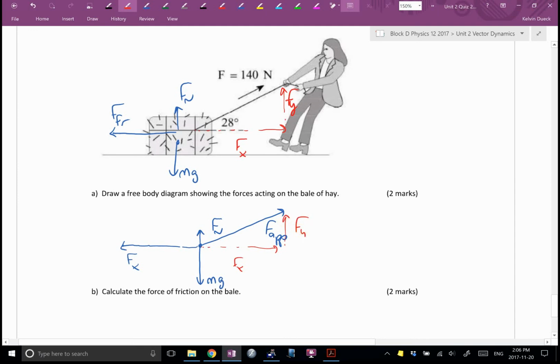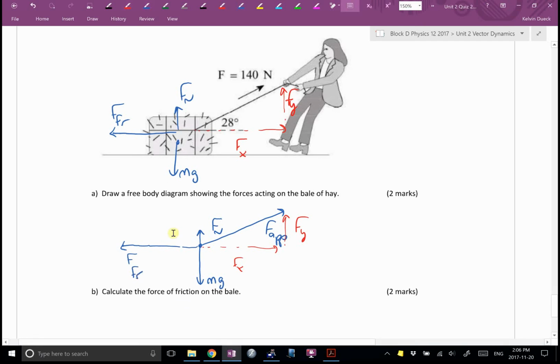So the blue lines are your free body diagram, half mark for each one. Or, if you skip the diagonal, then you would also have an Fx and an Fy, FYI. Oh, sorry, friction, not Fx. Thank you. Has to be the same size as Fx.